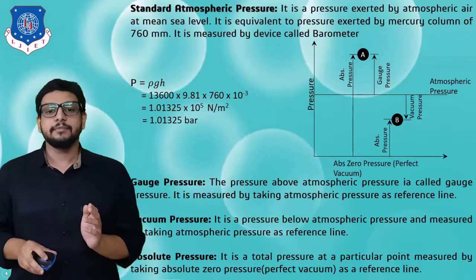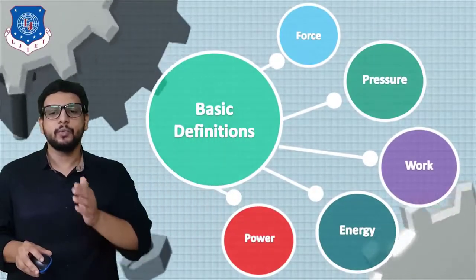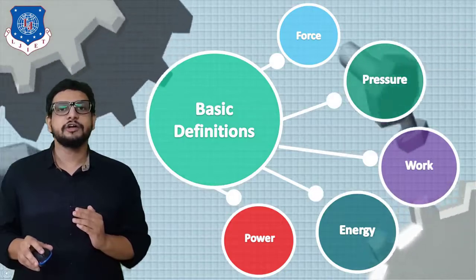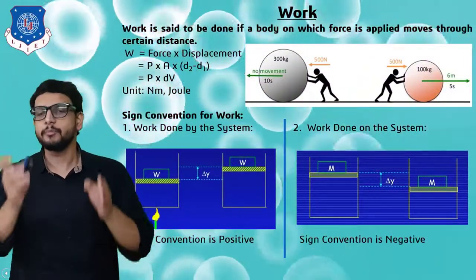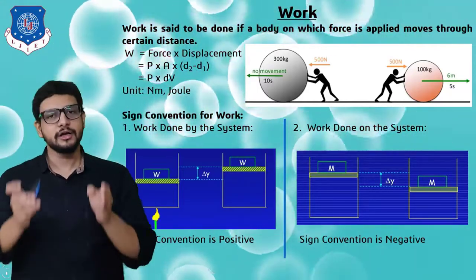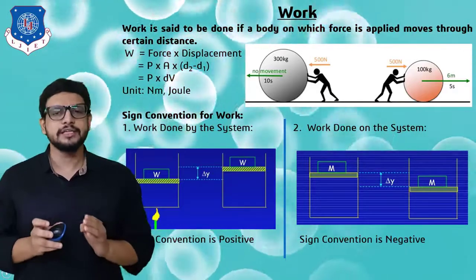Now let's see our next topic, that is, the next term is work. So let's begin. What is work? We know the general definition of work. Work is said to be done if a body on which force is applied moves through a certain distance. That is the basic definition: work is equal to force into displacement.